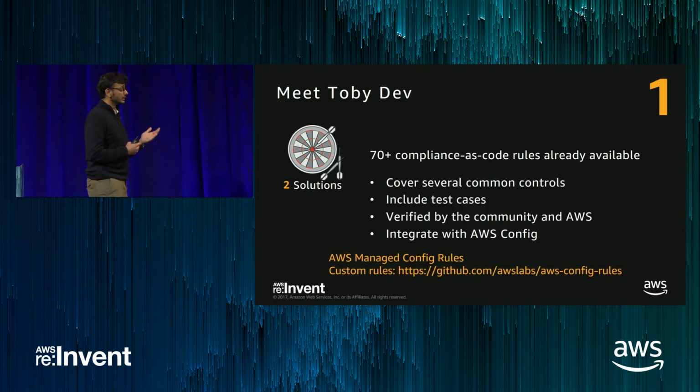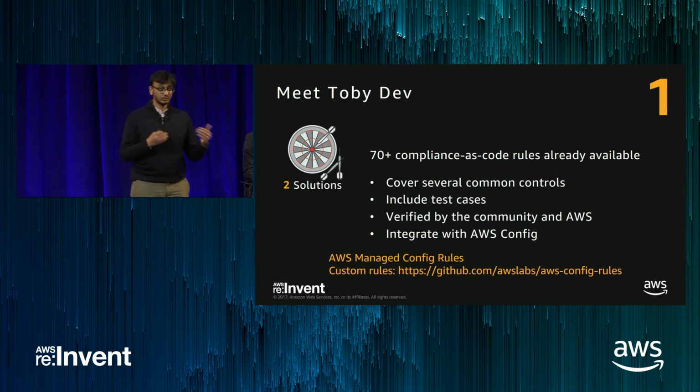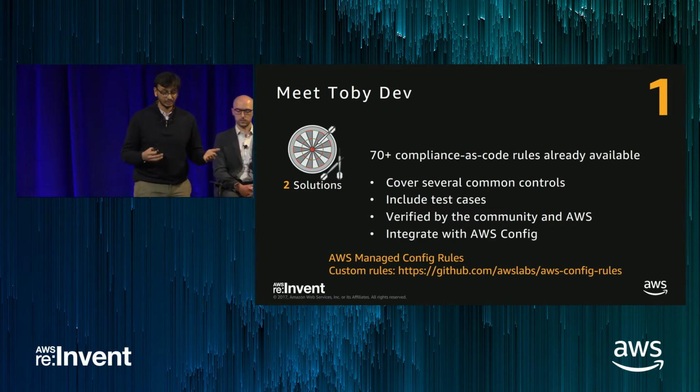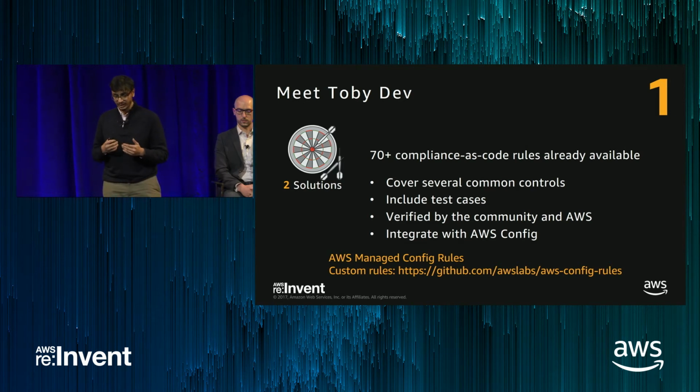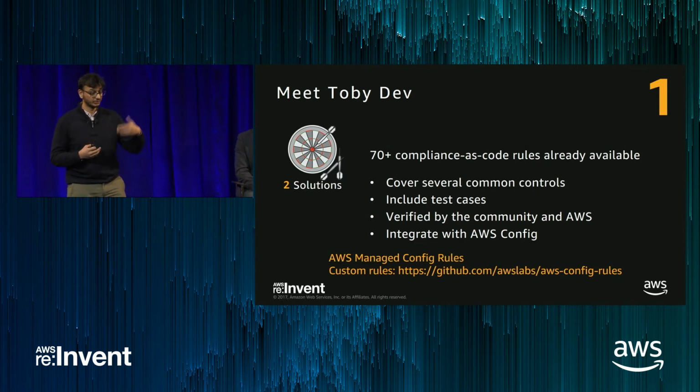The first one is what we call the config rules repository, right? This is an open source repository that contains 70 plus, at last count 75 or so, rules that the community has contributed and tested and made available for people to use. And a significant number of these actually implement the Center for Internet Security benchmarks, right? And they include test cases, so that's a very important piece.